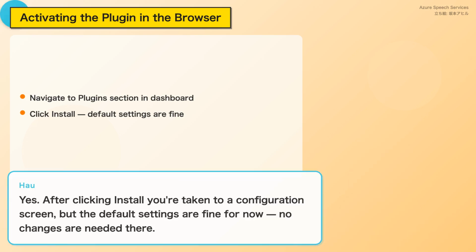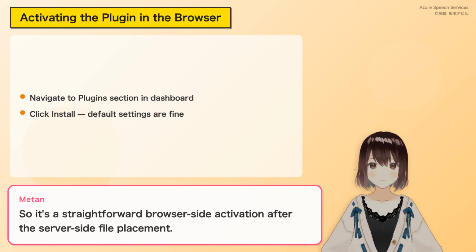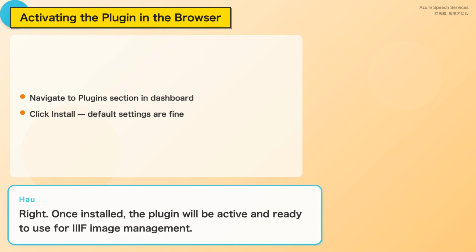After clicking Install, you're taken to a configuration screen, but the default settings are fine for now, no changes are needed there. So it's a straightforward browser-side activation after the server-side file placement. Right. Once installed, the plugin will be active and ready to use for IIIF image management.